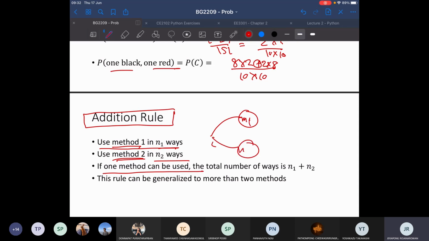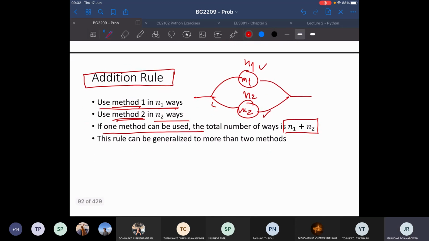you have method number 2. This one has n1 ways, this one has n2 ways, but you can do only one of them. You cannot do both. You have to pick one. This is n1 plus n2. This rule can be generalized to more than 2, right? You can have 3, 4, 5, you can do it.